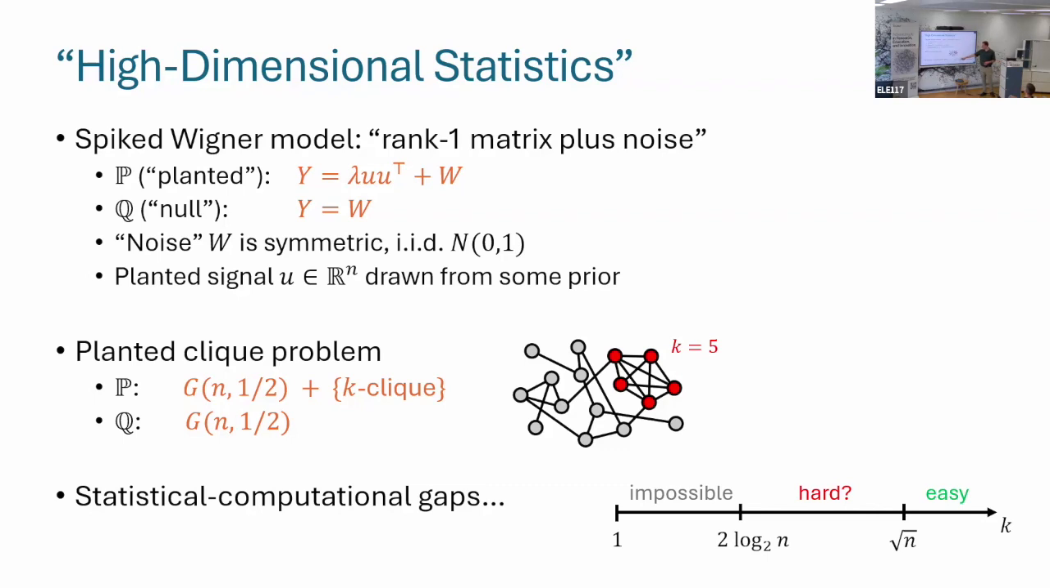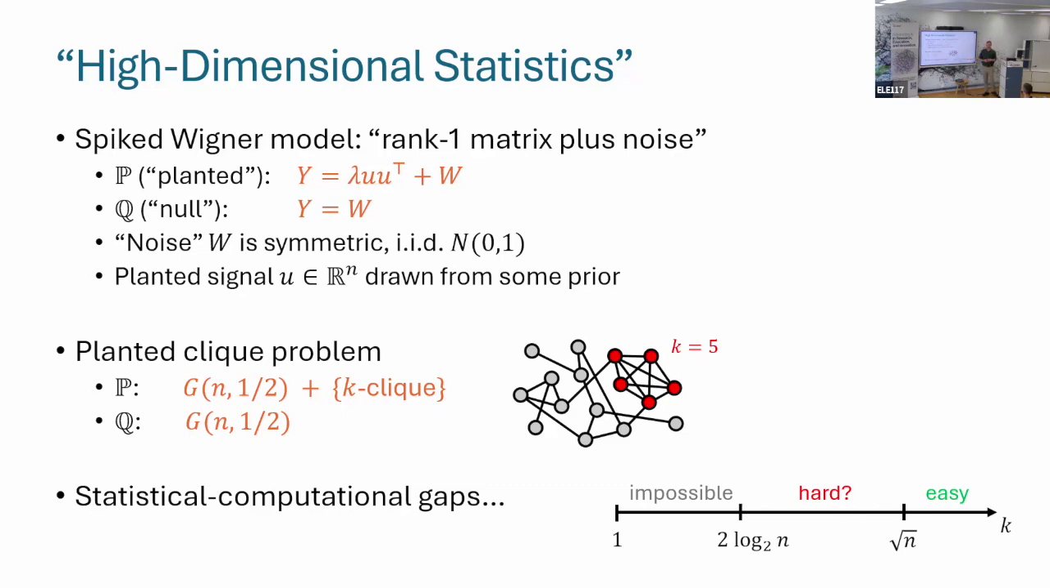If you plant a clique that's really small, it's simply impossible to find it or even to detect whether it was there or not, because this is like the largest naturally occurring clique in the random graph. If you plant something smaller than that, it just gets lost. On the other hand, if you plant a very big clique, bigger than square root of n, we know fast algorithms to find it. That's what we mean by easy: there's a polynomial time algorithm that provably finds this thing with high probability.